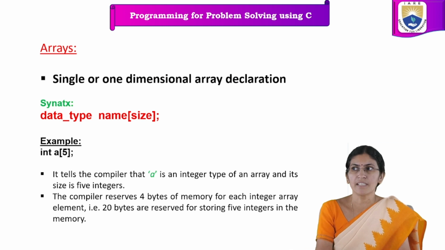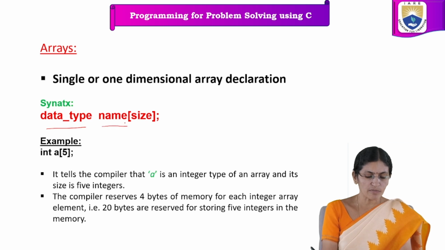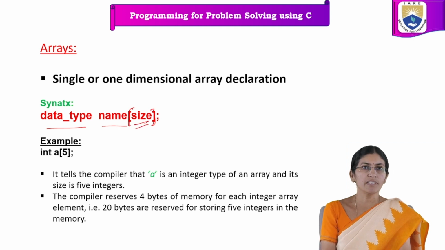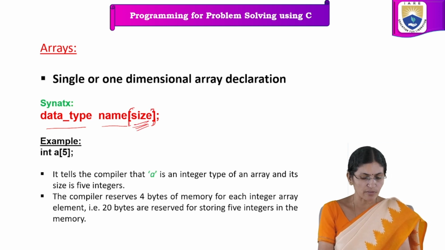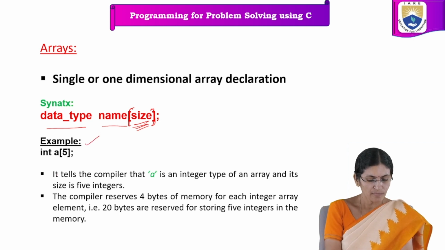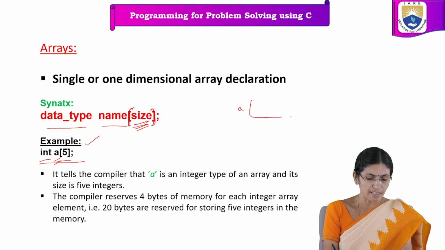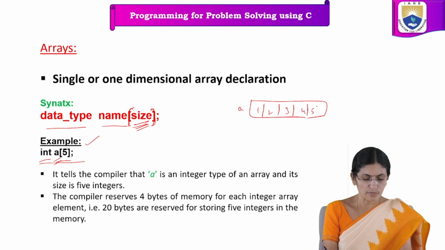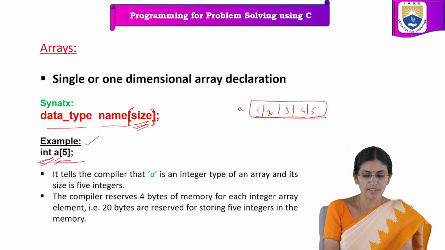Next, we have seen the single dimensional or one dimensional array. The syntax for this is the data type, then the name of the array, and then inside the square brackets we write the size of the array. Here size indicates the number of elements of the array. For example, int a[5] means the array name is a. It contains 5 integer elements, 1, 2, 3, 4 and 5. So the data inside the array is integer values and the size of this array is 5.